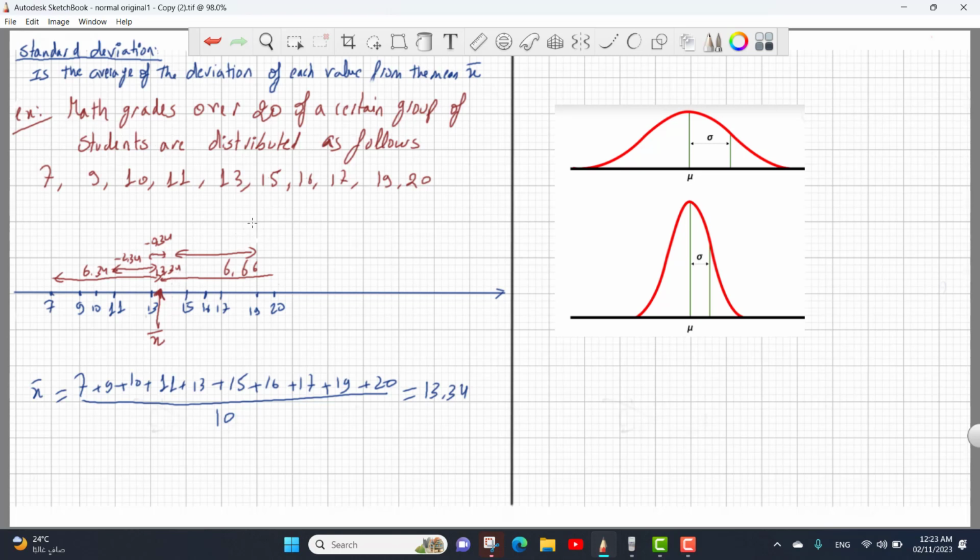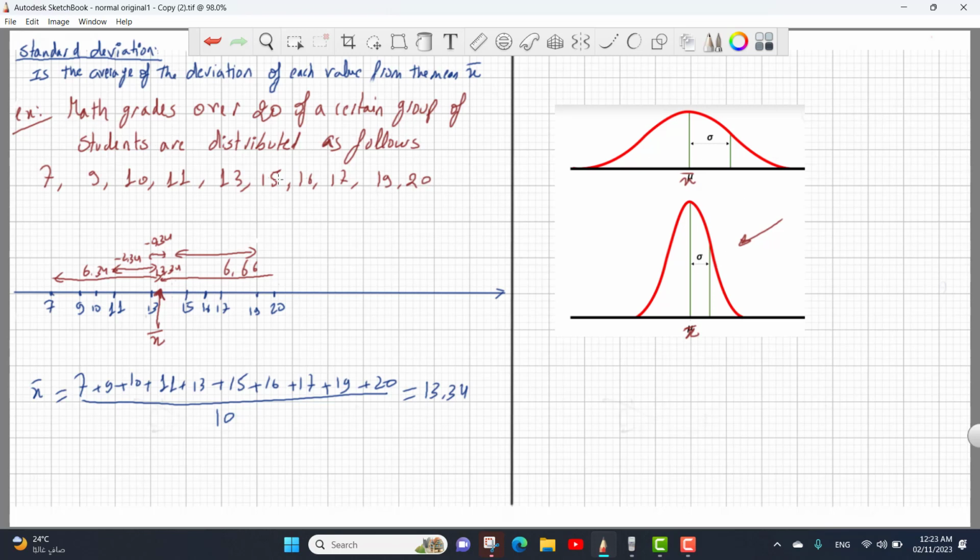Usually in the SAT you don't use this method to calculate the standard deviation. First of all, you need to understand what the standard deviation is. Here you have fewer values far from the mean, so in this case the standard deviation is smaller than when we have more values far from it.